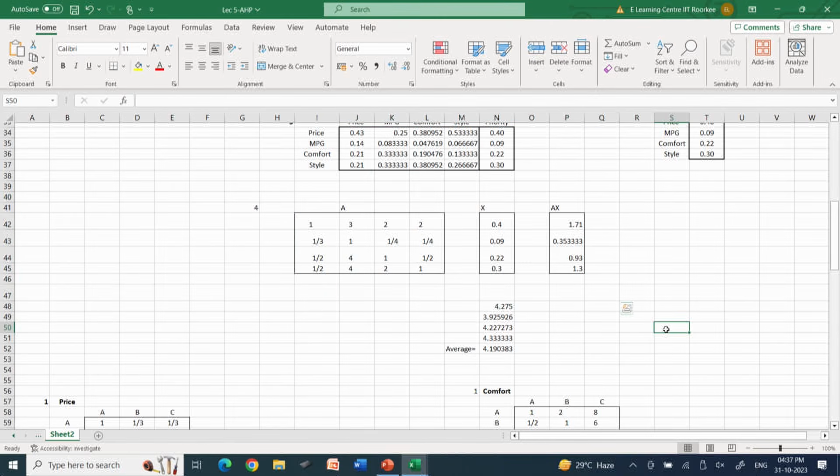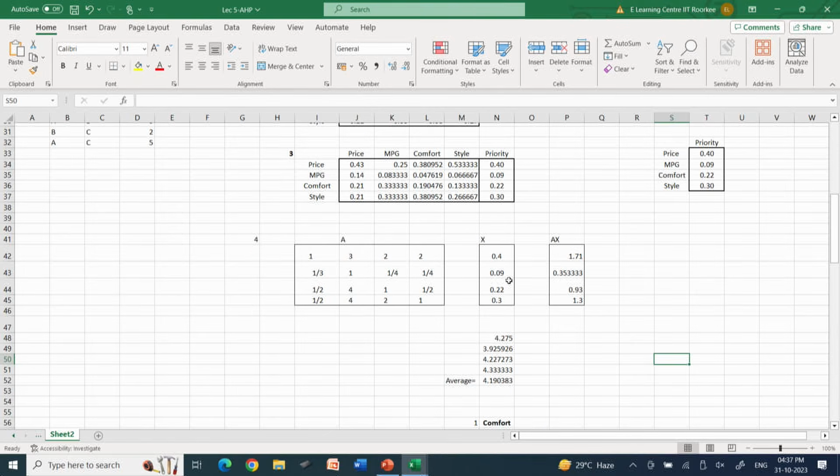portion of the Excel. A is the initial pairwise comparison matrix which was given by the respondent. X is the criteria weightage which we have obtained for each criteria. Then we have to multiply AX, which is a matrix multiplication. In Excel there is a function MMULT; you select matrix 1 and matrix 2, then we will get this value.